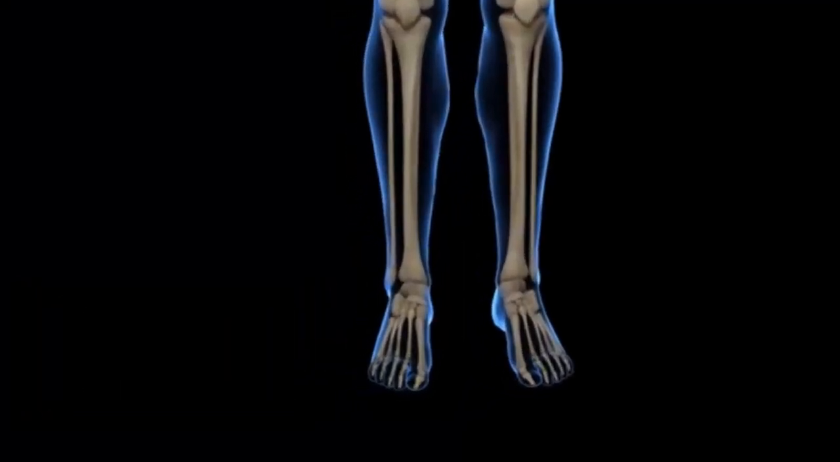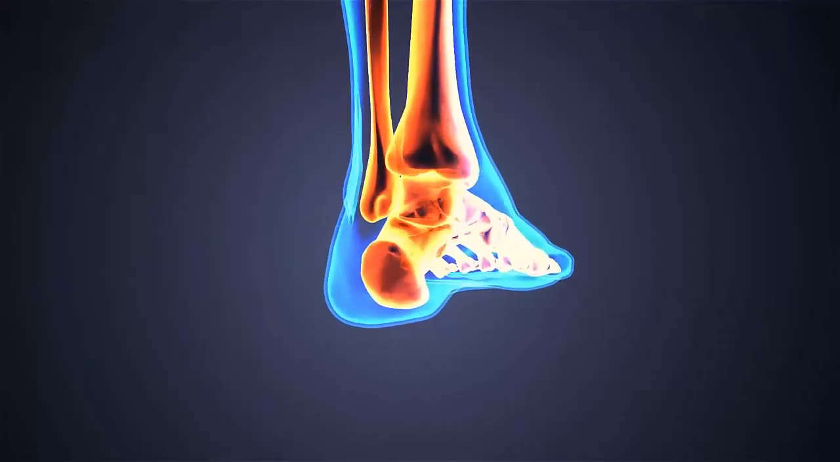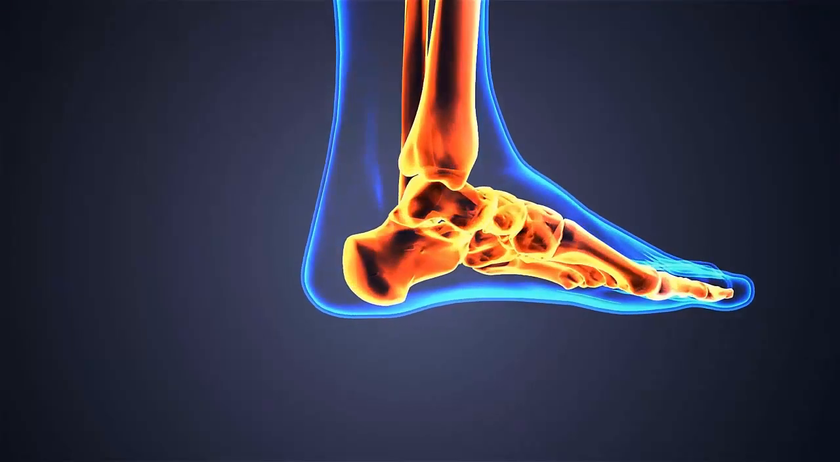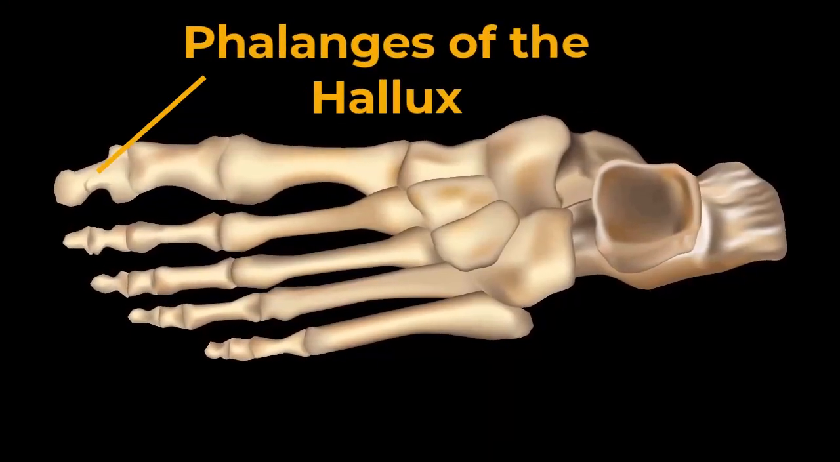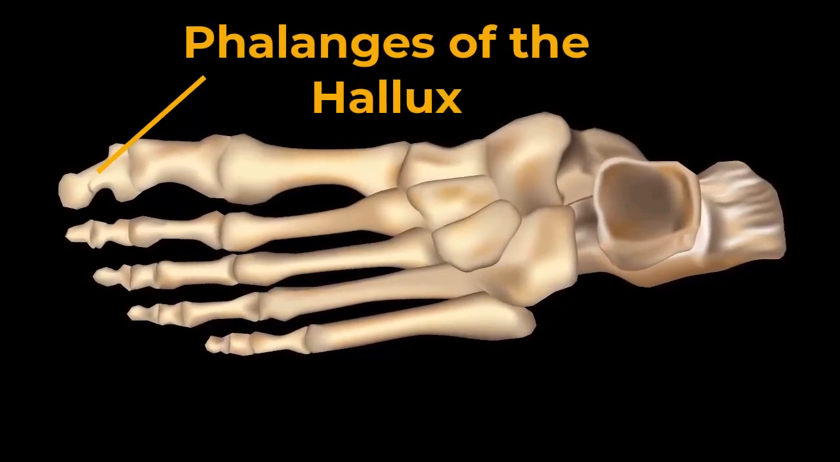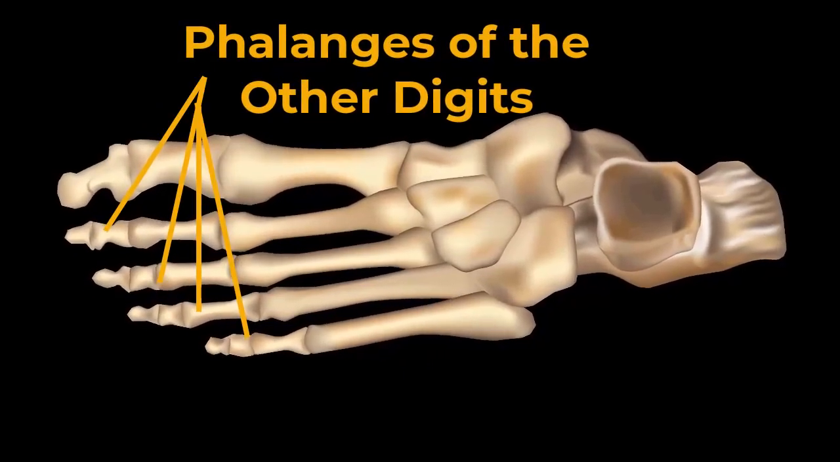The toes contain a total of 14 phalanx bones or phalanges, arranged in a similar manner as the phalanges of the fingers. The toes are numbered 1 through 5, starting with the big toe or hallux. The big toe has 2 phalanx bones, the proximal and distal phalanges. The remaining toes all have proximal, middle, and distal phalanges.